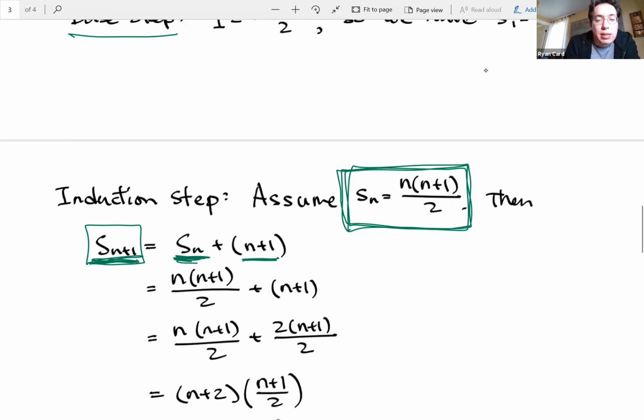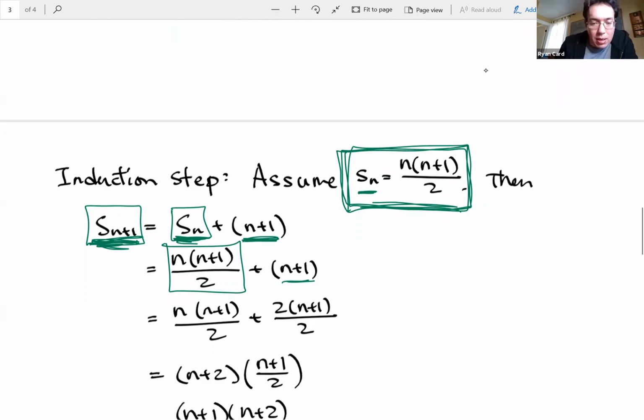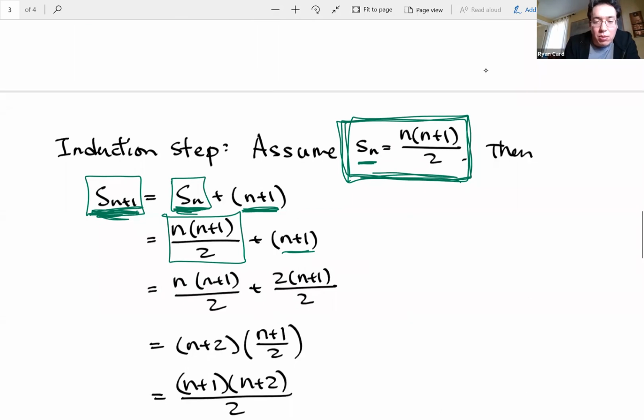A good reason to rewrite this as these two things added together is because we know that we have this formula for S of n. So it'll be good to rewrite the next term in terms of the previous step. And we assume that the formula holds, so this is going to be replaced with that expression. And then we're adding the term n plus 1 to it. So we have a fraction and then we're adding n plus 1 to it, so we could get a common denominator. Instead of writing n plus 1, I'm going to write it as 2 times n plus 1 divided by 2, just to get the common denominator.